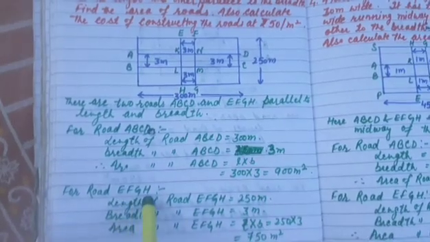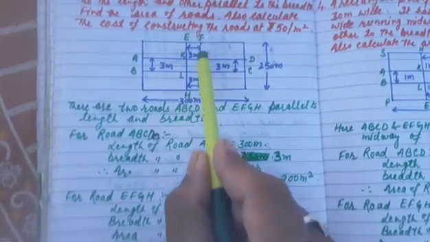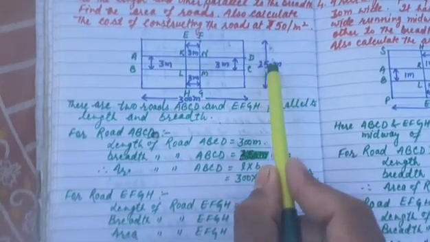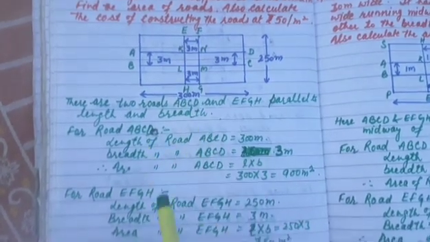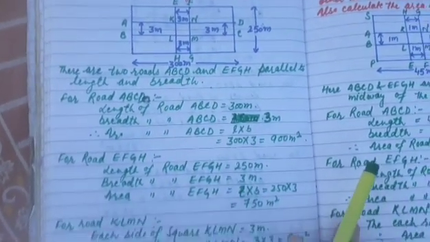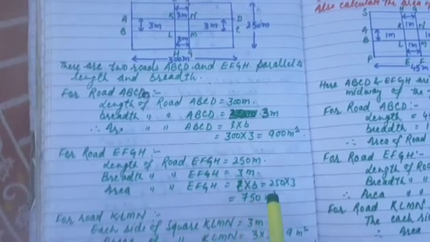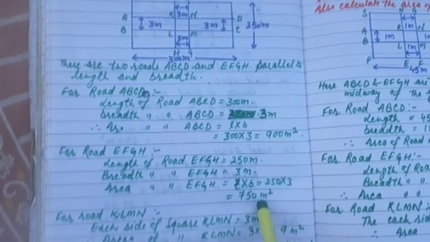Now for the second road, the length of this second road EFGH becomes the width of the field, that is 250 meter. And what is the breadth of this road? It is 3 meter, which is equal to the width. So the area of this road EFGH becomes 250 into 3, that is 750 meter square.